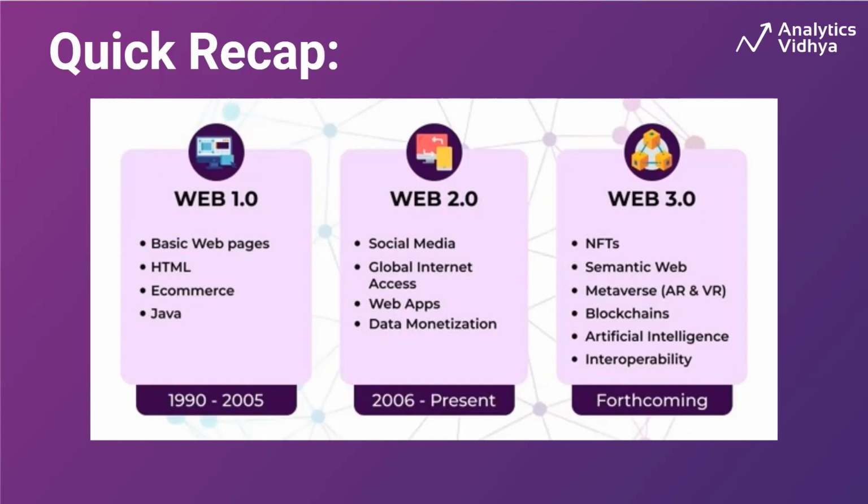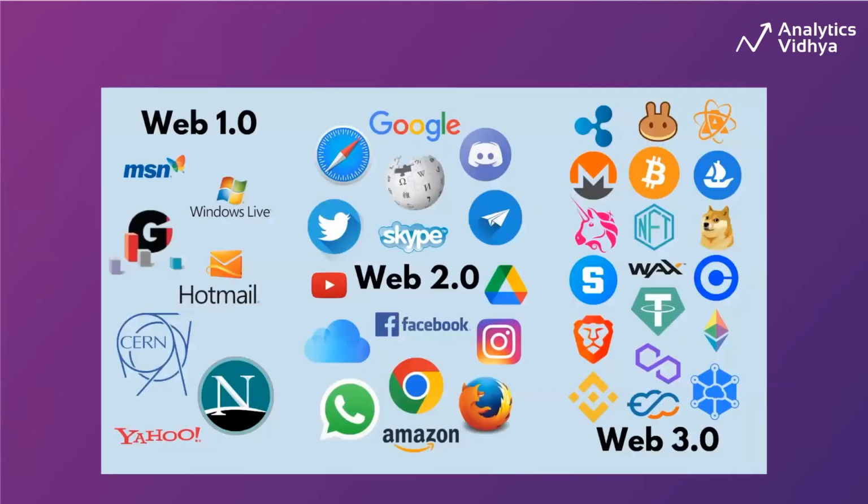So everyone is talking about Web 3.0 as the future, its forthcoming features. You already know about that. Here are some examples. In Web 1.0, we have Hotmail services, Yahoo services. You already know about these. Web 2.0 is Instagram, WhatsApp, Facebook.